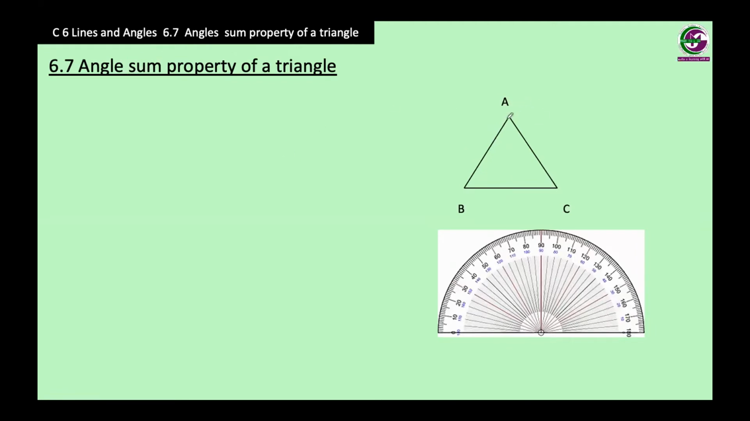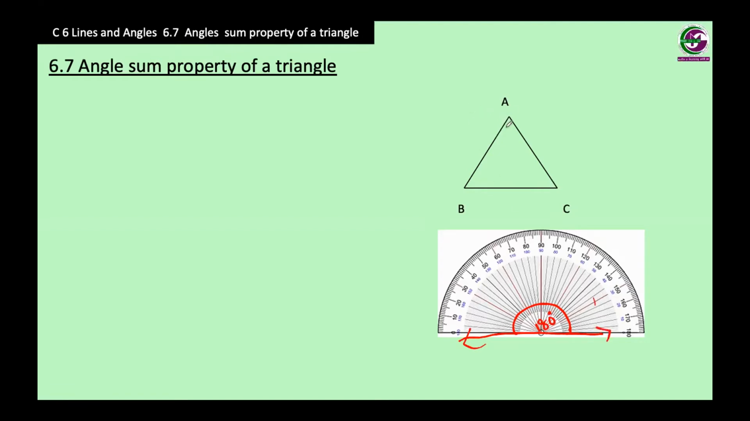We'll consider the triangle ABC. And first of all, as previous knowledge, you need to recall that a protractor can form a straight line. When you draw a line at the base of the protractor, it can be a straight line and it measures from 0 to 180. This is the previous knowledge that you have to keep in your mind. This total angle is 180 degrees on a line.